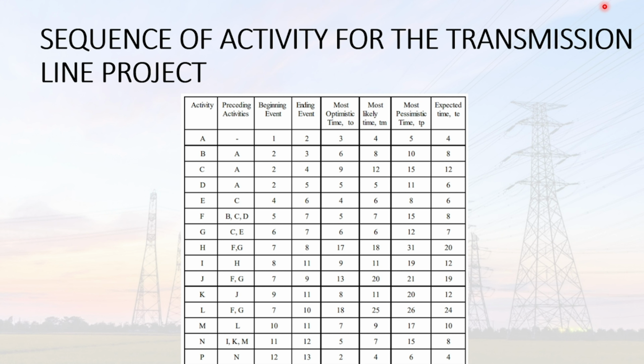Okay, first of all is the sequence of activity for the transmission line project, which means our project. So what is the importance of activity sequencing? In project management, activity sequencing is the process of identifying and scheduling the individual activities that make up a project. By sequencing the activities logically, it helps us to ensure that all the necessary steps happen correctly and helps us to optimize our resources efficiently.